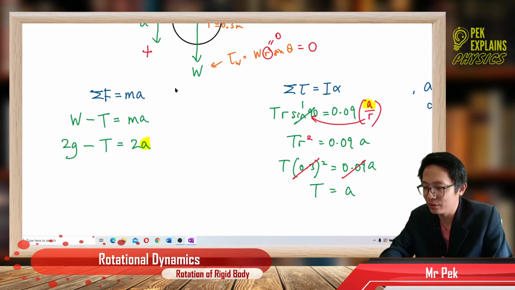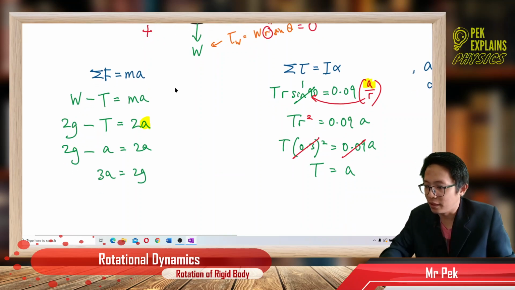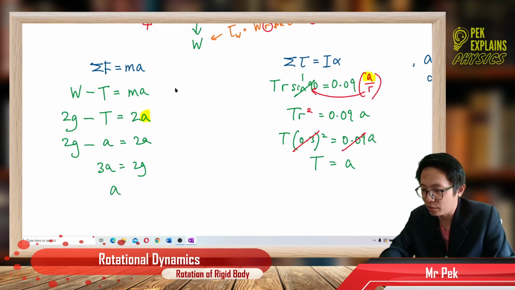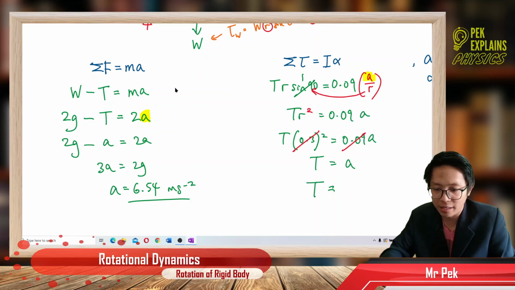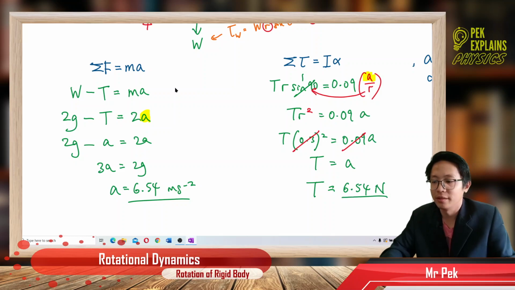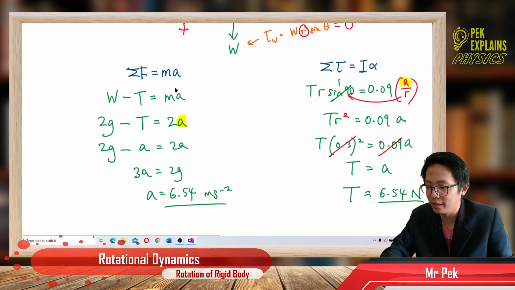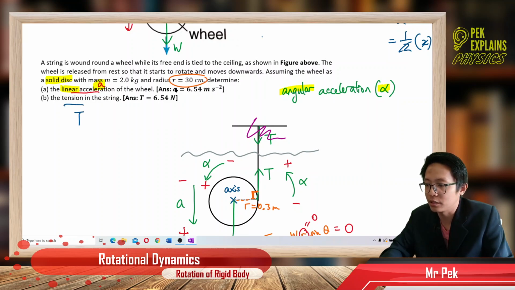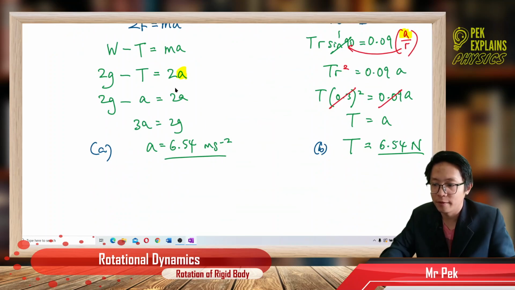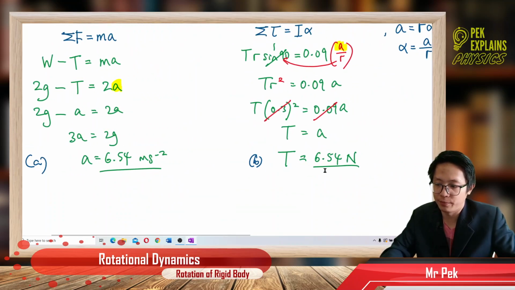Okay, 2g. Let's find our tension is a, so just change to a. So we got 3a equal to 2g. So what is our a? Our a is 6.54 meters per second squared. That's our acceleration. So our tension also equals a, which is 6.54 Newton. We got the answer for part A, and we also got the answer for part B, the tension in the string. The answer is 6.54 for both.